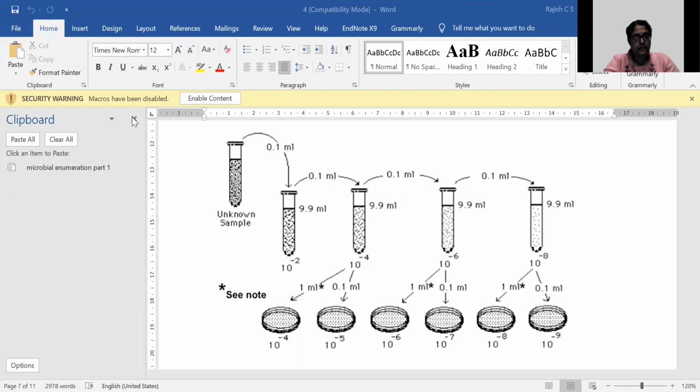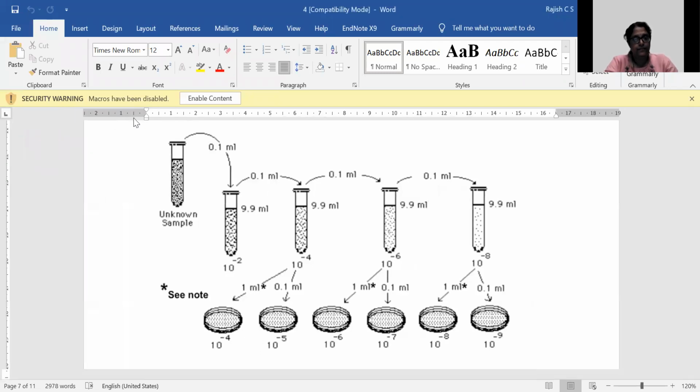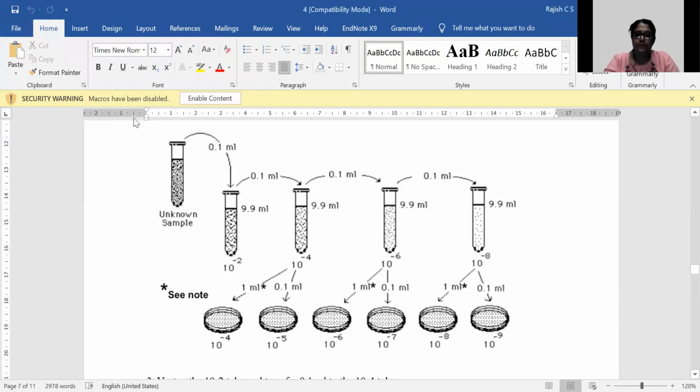I'll share the screen. Yeah. So in this, you can see you have your sample. So this will contain 1 gram of soil. And once you have that, you will be adding like 0.1 ml to 9.9 ml. So that will be 1 in 100 dilution. So that makes for 10 power minus 2 dilution over here.